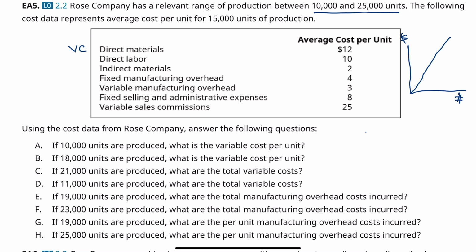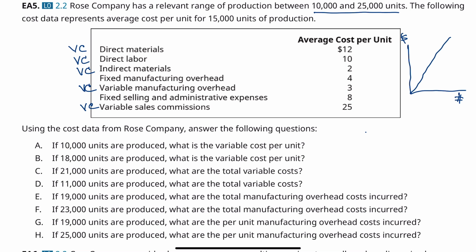The same goes for the direct labor as well. So the higher the output, the more labor hours you will have to use, and therefore the more you will have to pay for it. Indirect materials are also variable costs. Fixed manufacturing, as the name suggests, is fixed. Variable manufacturing overhead is a variable cost. So the more you output, the more overhead costs you use. And variable selling and sales commissions will also be variable.